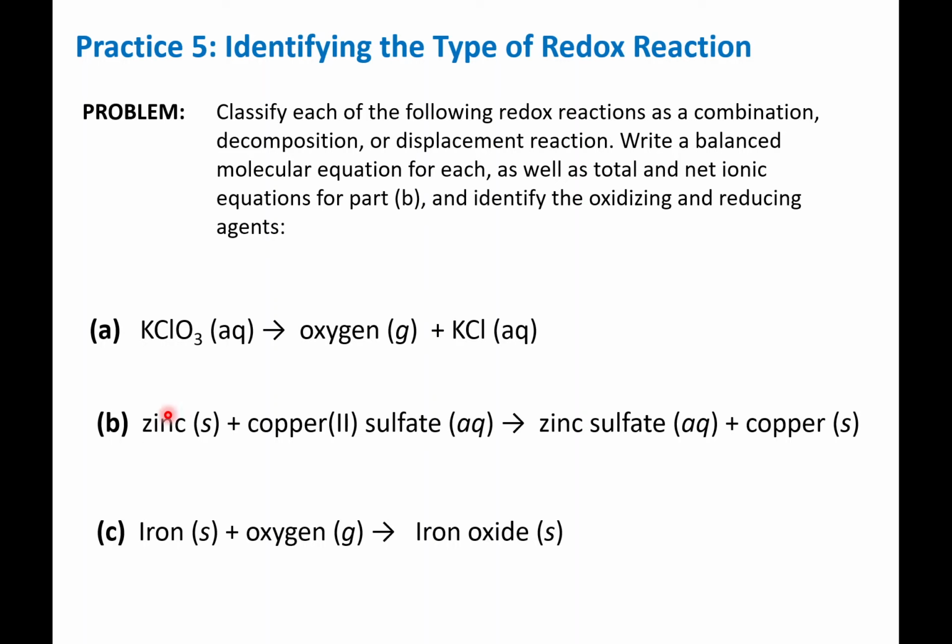A second reaction: we have zinc solid plus aqueous copper sulfate, going to aqueous zinc sulfate plus copper solid. This is an example of a displacement. The zinc is displacing copper in that compound, and we can call this a single displacement. And then finally, iron plus oxygen going to iron oxide. This would be an example of a combination reaction: 2 things going to 1 compound.